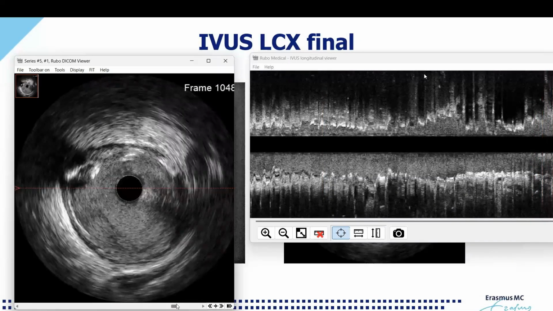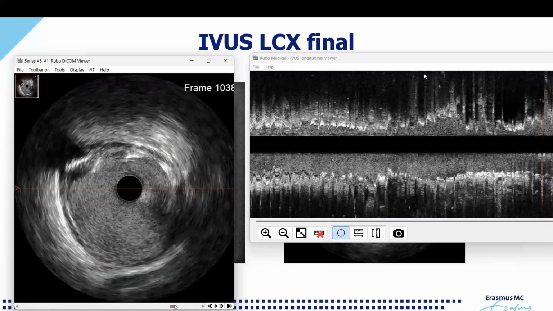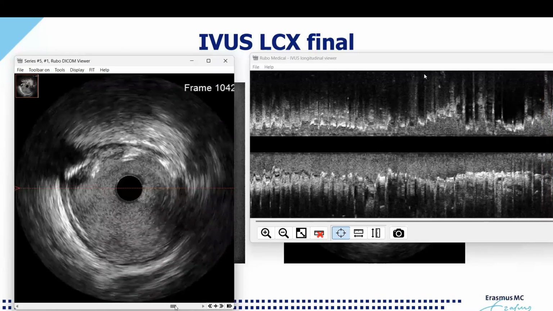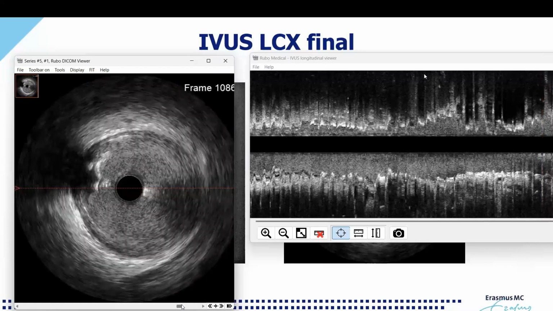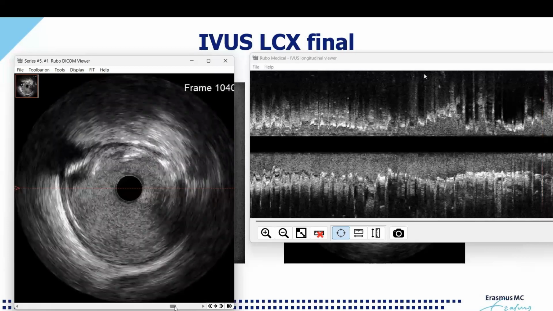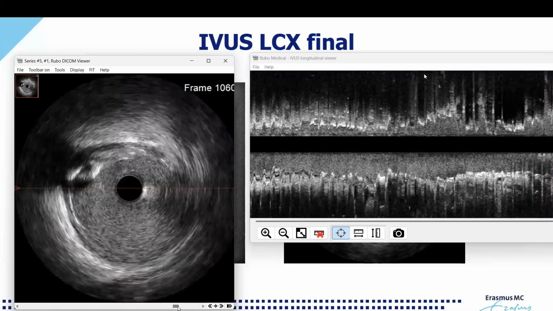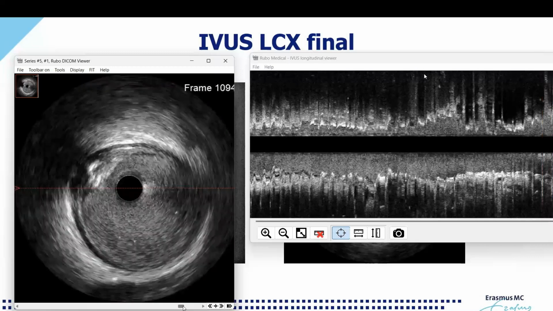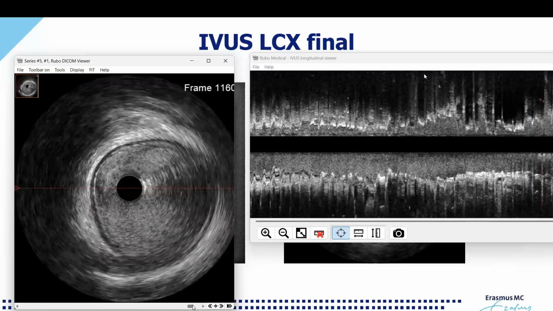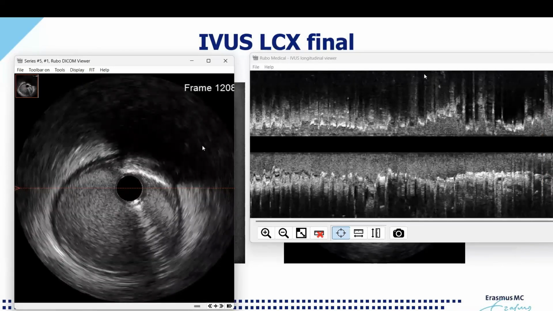And here we said that you see that the edge dissection proximal is still there, but we're not worried by that, because there is not a huge flap in there, and because of the direction of the flow, that flap is pushed against the wall and that will heal. Distal edge dissections are another story, of course, because they tend to fill because of flow. And here we stop the pullback and called it a day for the circumflex.